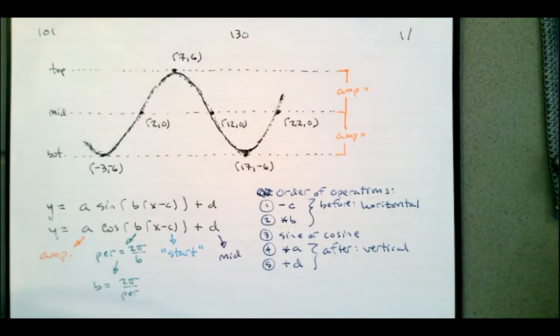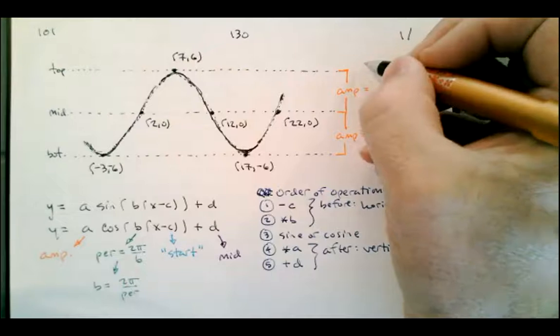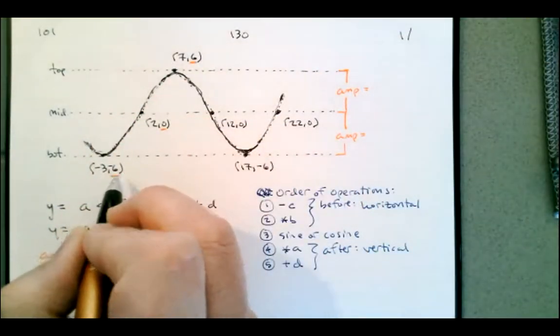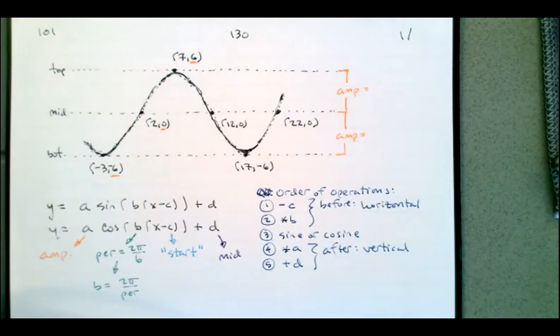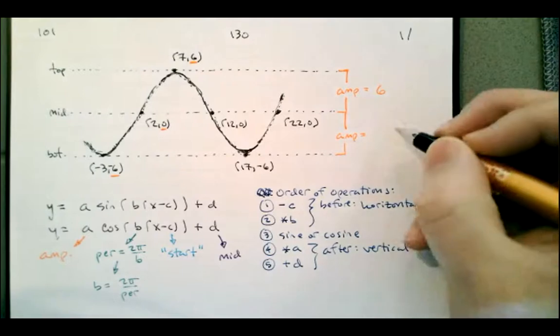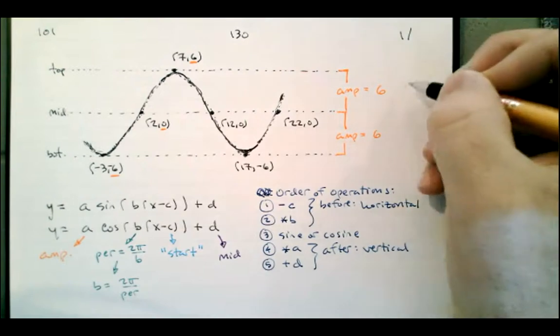So for the amplitude, we're looking at how far things are apart in a vertical direction. So we care about the difference in the y coordinates. The top is at y equals 6. The middle is at 0, and the bottom is at -6. The amplitude is the distance from the middle to the top, so the amplitude is 6. And it's 6 in both directions. So we have an amplitude of 6. What that means for our equation is that A is equal to 6.